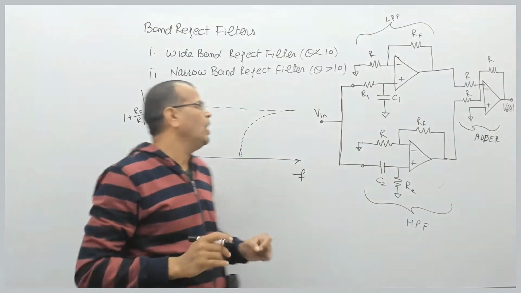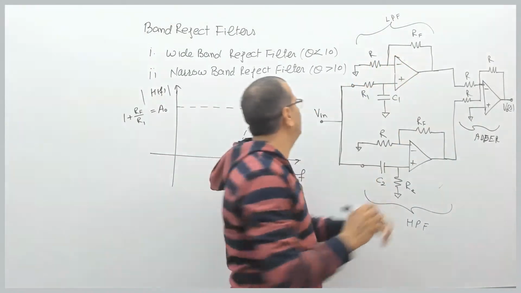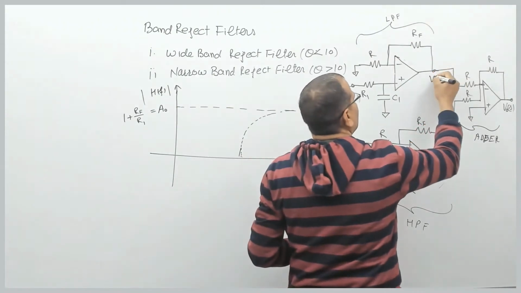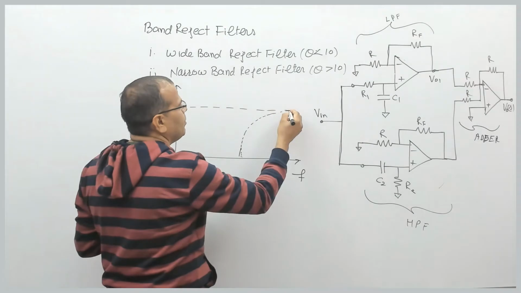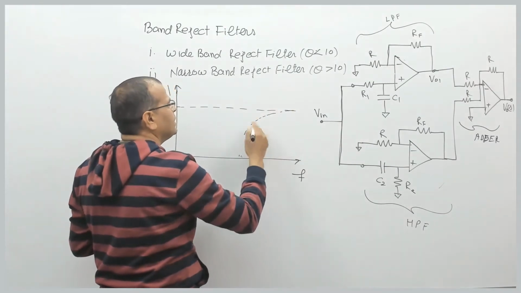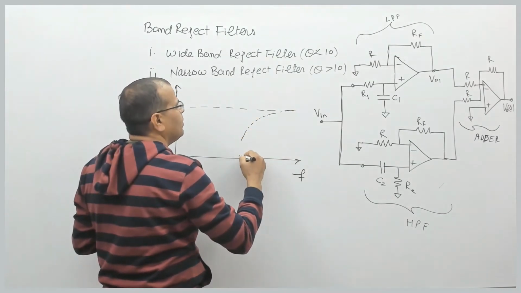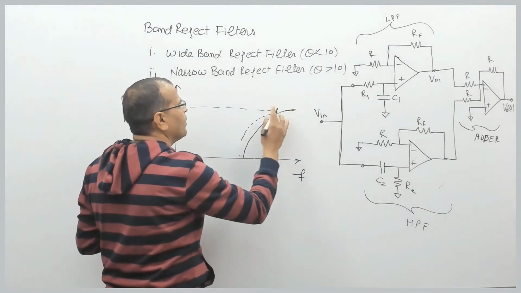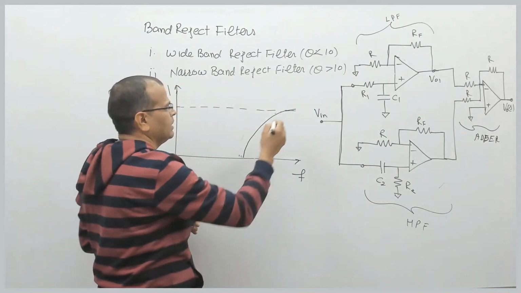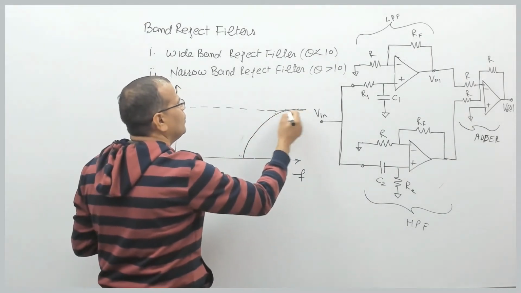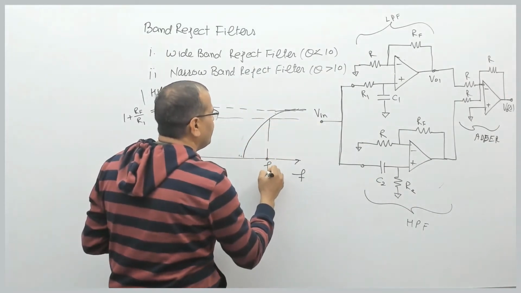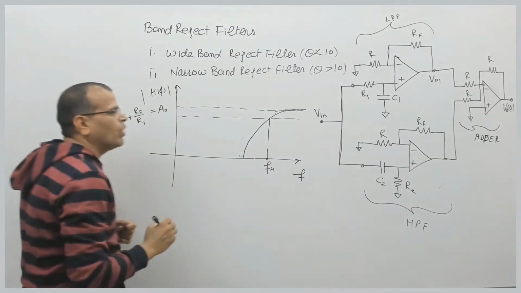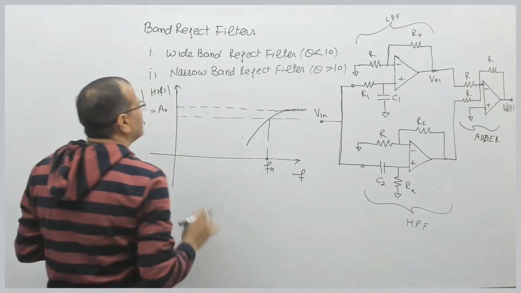Now I have the output of this. This is the output of the low pass stage. The low pass stage will be passing a certain band of frequencies like this. So it allows the frequencies up to a certain frequency called the cutoff frequency of the filter.